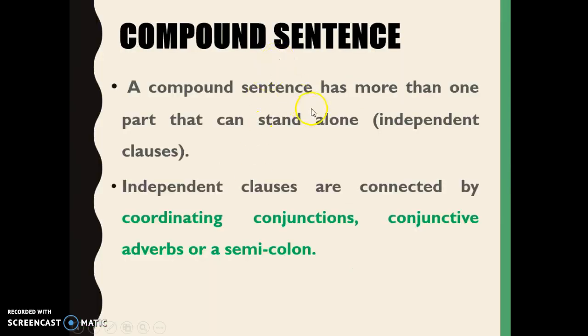A compound sentence has more than one part that can stand alone, independent clauses, meaning that it's actually a combination of two or more independent clauses. Independent clauses are connected by coordinating conjunctions, conjunctive adverbs, or a semicolon.